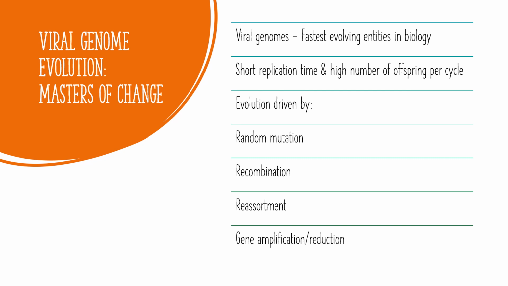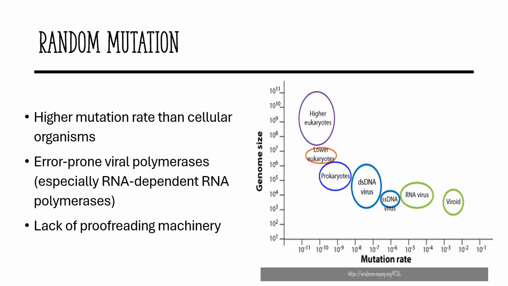High number of offspring. A single viral infection can produce millions of virus particles. The vast number of offspring increases the likelihood that some will harbor mutations, creating a diverse viral population. Several mechanisms drive this rapid evolution. Those are random mutation, recombination, reassortment, gene amplification, and reduction.